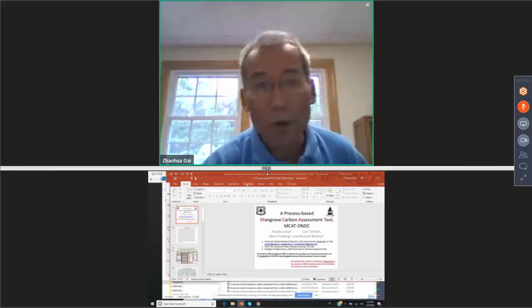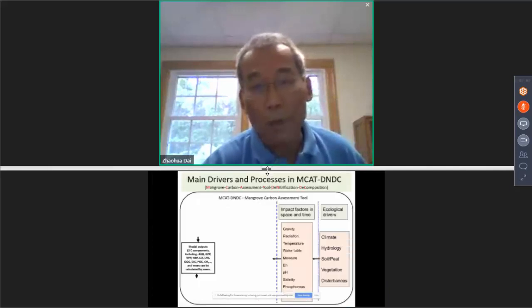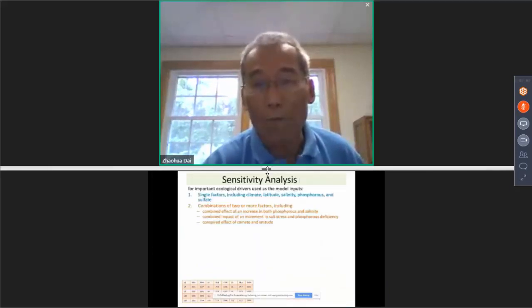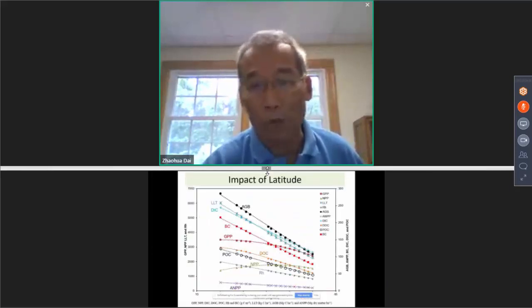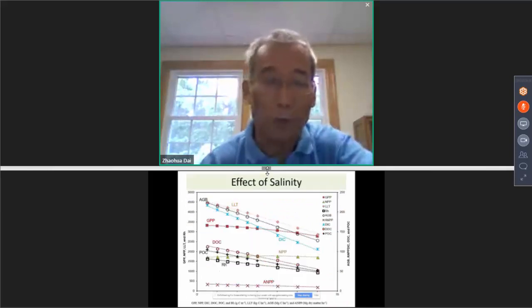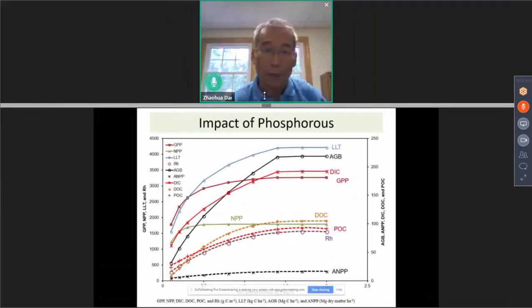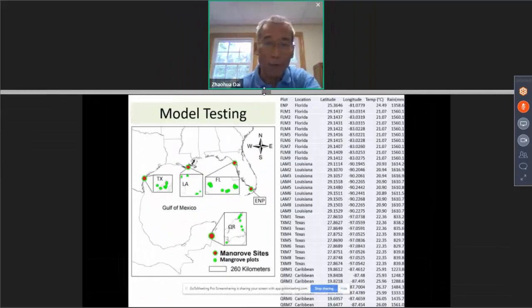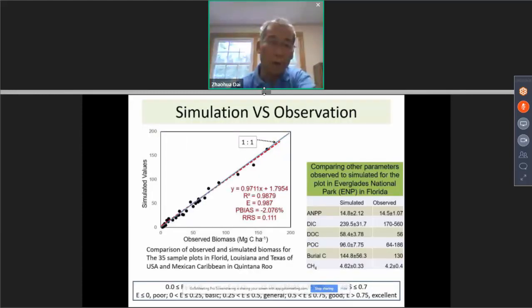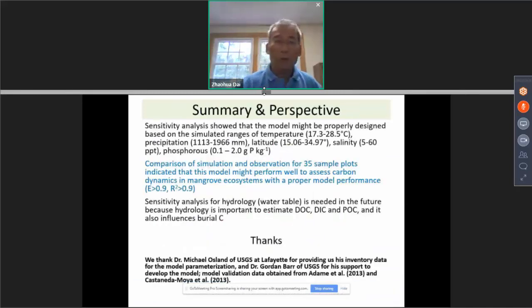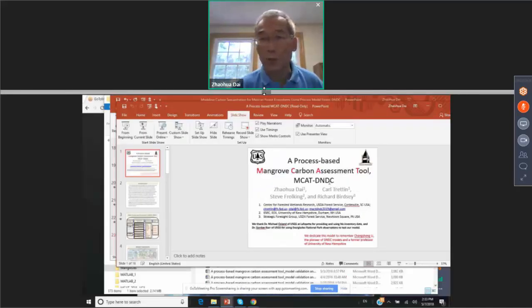Yes, it shows the results for the mangrove forest. We already have some results, and it includes the Mexican side. You can find it on the screen right now. Here it also compares the measured and the simulated values. I don't want to show too much here.